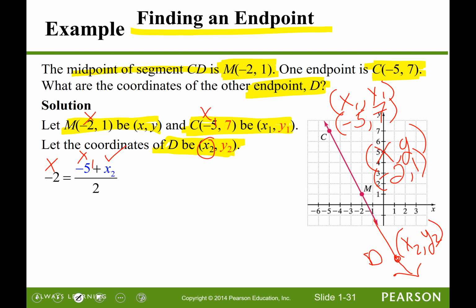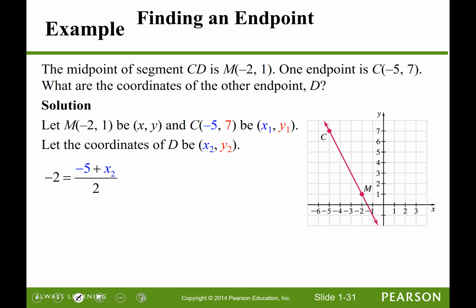Let me erase all my scratch work. Let me try it one more time with arrows. You take the x coordinate of the midpoint, and that goes first, so that's what it's equal to. Then you take the x coordinate of point C, so the endpoint you do know goes there. Then the x coordinate of that unknown endpoint goes right there. So it's all the x coordinate stuff first. The equal sign, the plus sign, and the divided by 2 is all constant stuff. That'll be there no matter what.